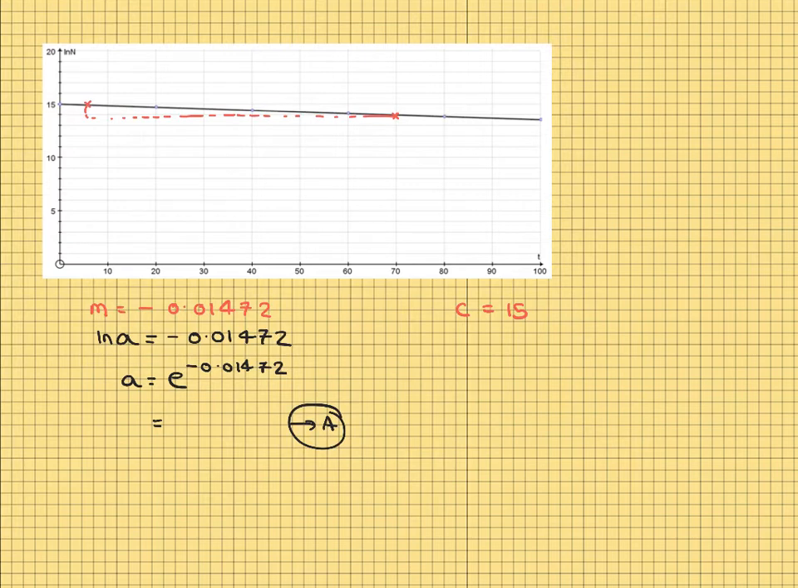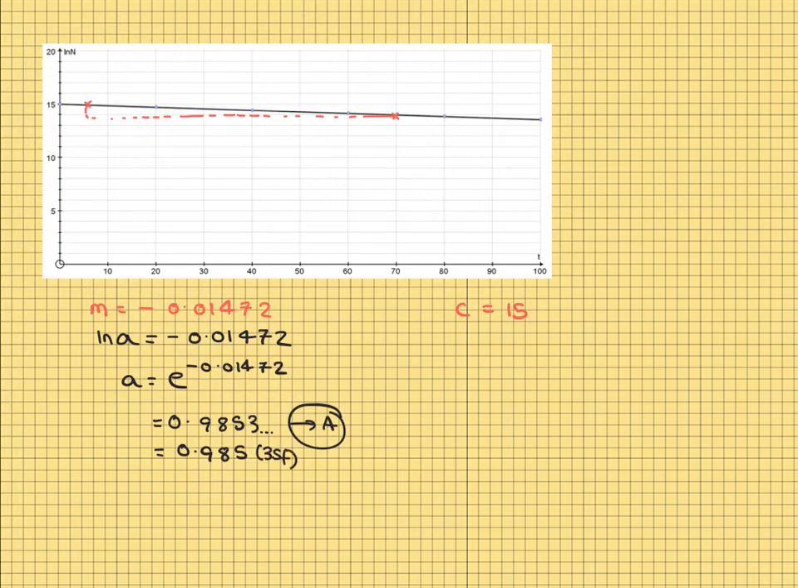So I get a value of 0.9853... for my value of A. Probably we're looking to see whether we can get a value for around about 1 here. So I might round that to 0.985 to 3 significant figures, but store the accurate value in your calculator.